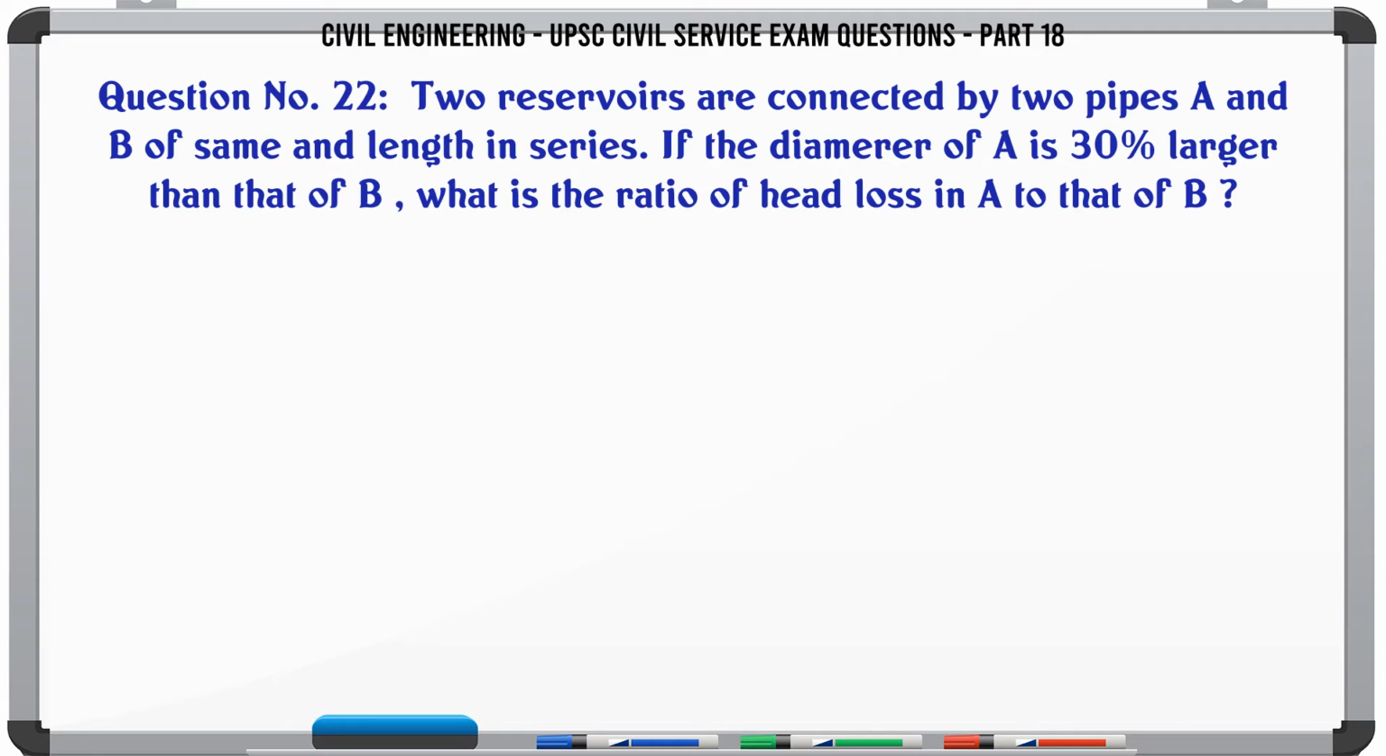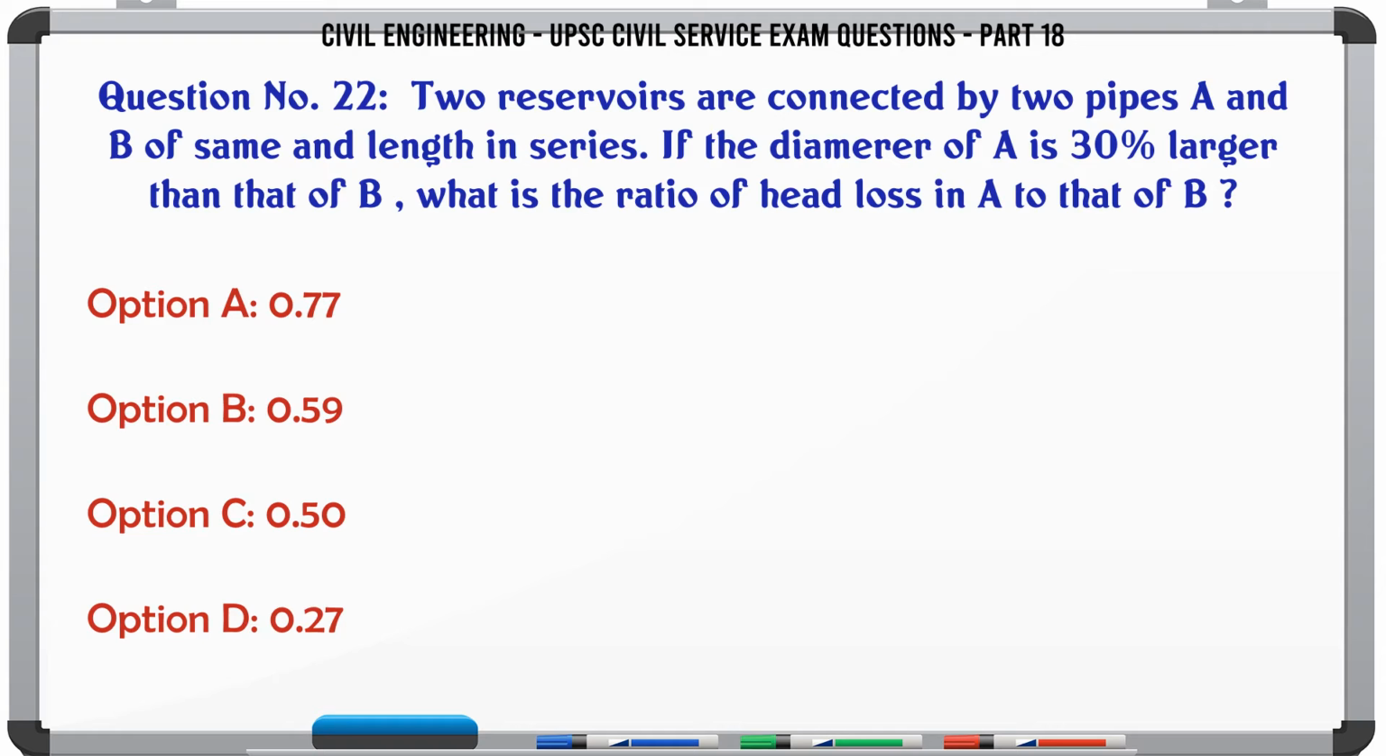Two reservoirs are connected by two pipes A and B of same length in series. If the diameter of A is 30% larger than that of B, what is the ratio of head loss in A to that of B? A. 0.77, B. 0.59, C. 0.50, D. 0.27. The correct answer is 0.27.